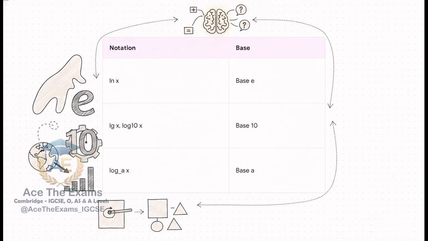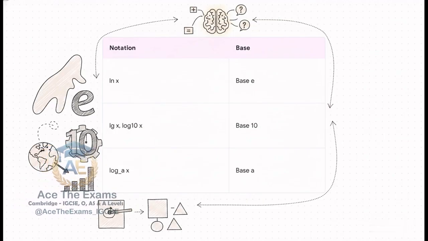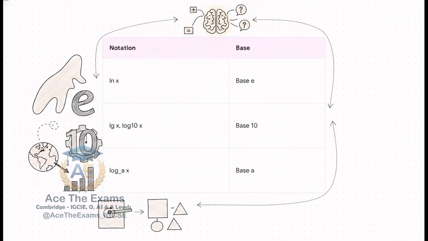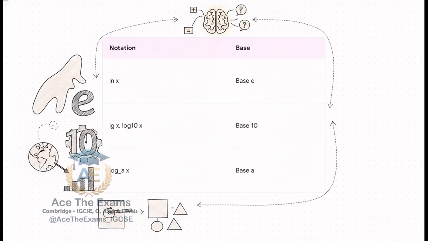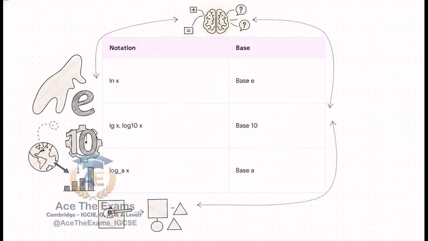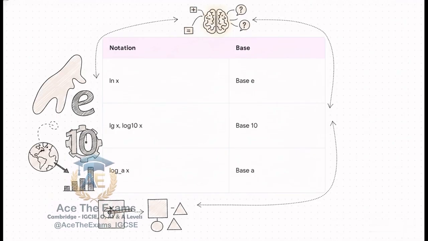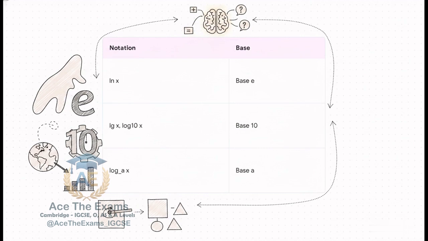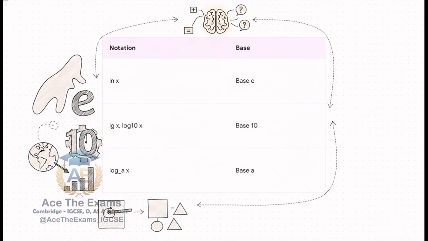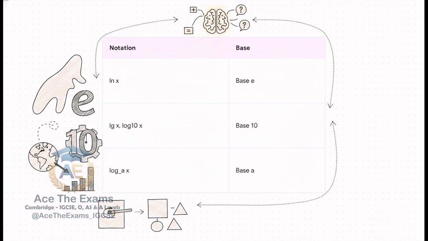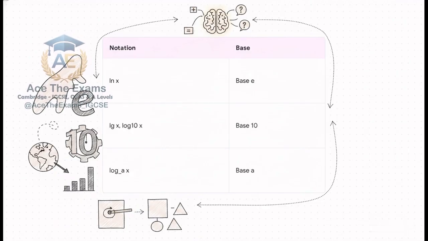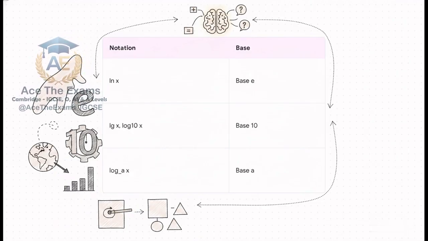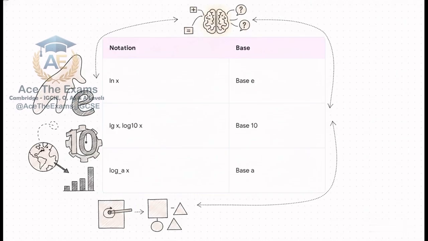The specific notation used here instantly tells us the base of the log without the examiner having to write it out every single time. If you see ln x, that is the natural logarithm, which means it uses the base e, the exponential function base. If you see lg x, or log 10 x, that's the common logarithm using base 10. And if the base is variable or unknown, you'll see a little subscript letter, like log a x, meaning logarithm to the base a of x.